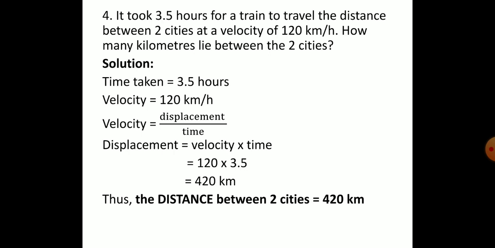Now you want only the distance, or how many kilometers lie between the two cities. That is why they have not used the word distance here, in order to avoid confusion. So we have to find the displacement alone. What is that? You cross multiply time. That is, you are taking time from the denominator section to the numerator section, because it is on the right side. You are going to take it from the right side to the left side of the equal to sign. So displacement will become velocity into time, so that is 120 into 3.5.